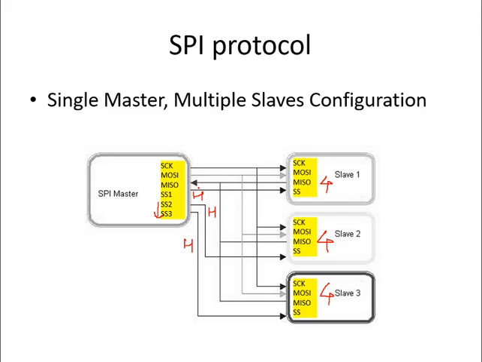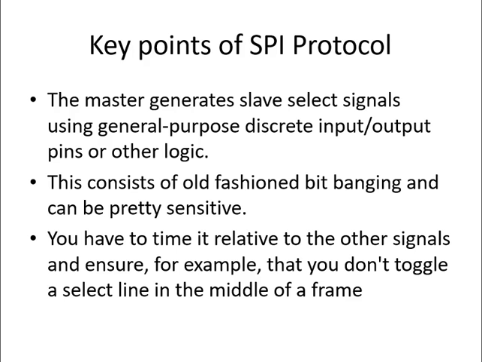So the amount of hardware goes on increasing as the slaves go on increasing. If you are having multiple slaves, your number of slave select lines will go on increasing. Okay, so this is the single master multiple slaves configuration available in the SPI protocol.